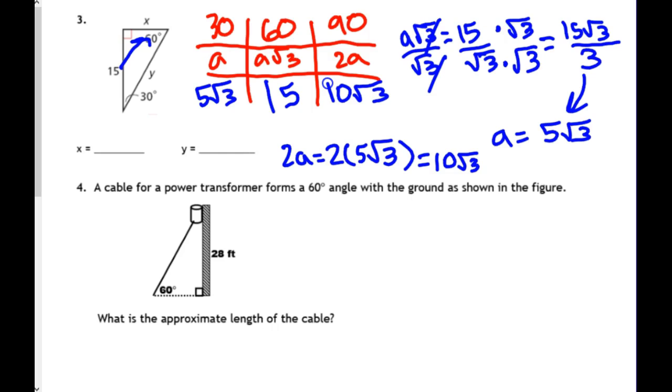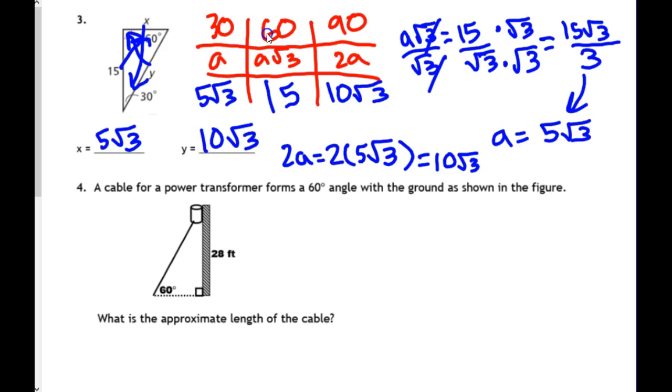All right, so we got all of the chart filled out. We have to answer these questions. X is across from what angle? 30. So X is 5 square root of 3. Y is across from 90, so that's going to be 10 square root of 3. If you have a whole number across from 60, it is a little bit more complicated, but you can do it, kind of like yesterday when we had a whole number for the hypotenuse.